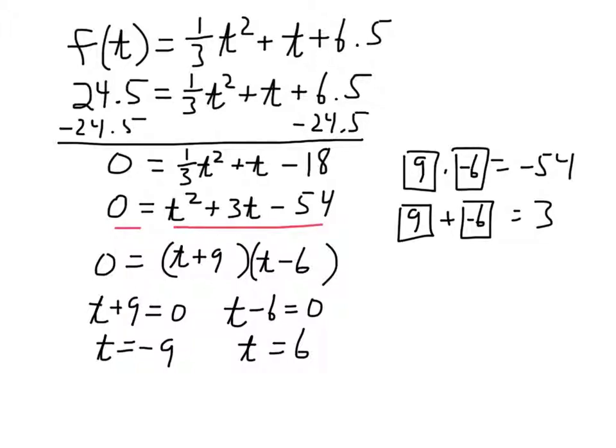Now in this problem, time starts at 0, meaning year 2000, and goes forward. So a negative time value doesn't really make sense in this problem. So we're going to reject this solution because it doesn't really fit this problem. That's called an extraneous solution. The real answer that we want to keep is the t equals 6. And that means it's 6 years after the year 2000. So it would be 2006.